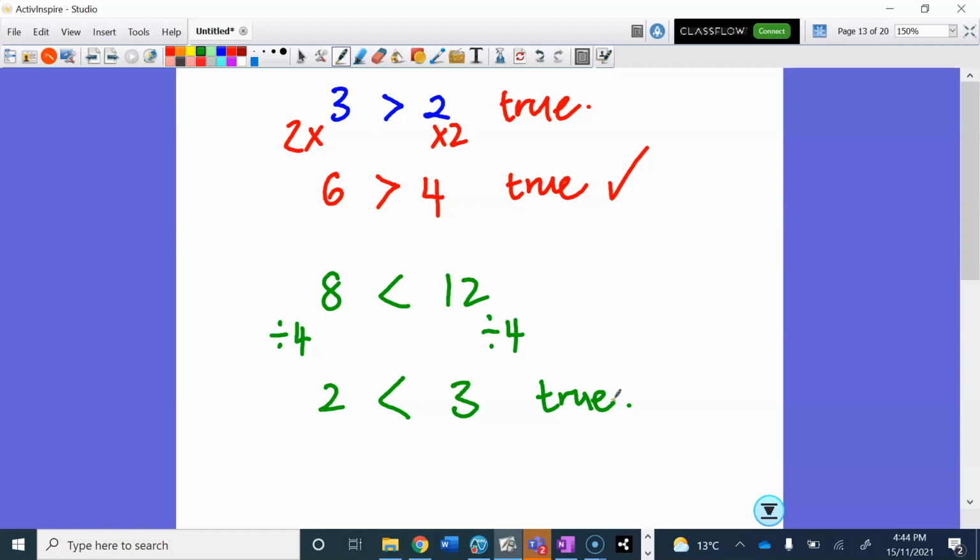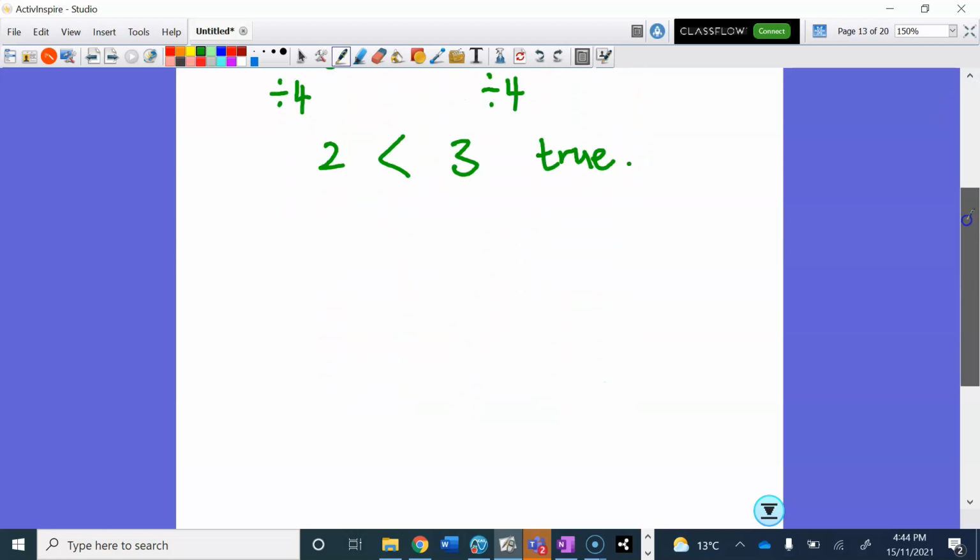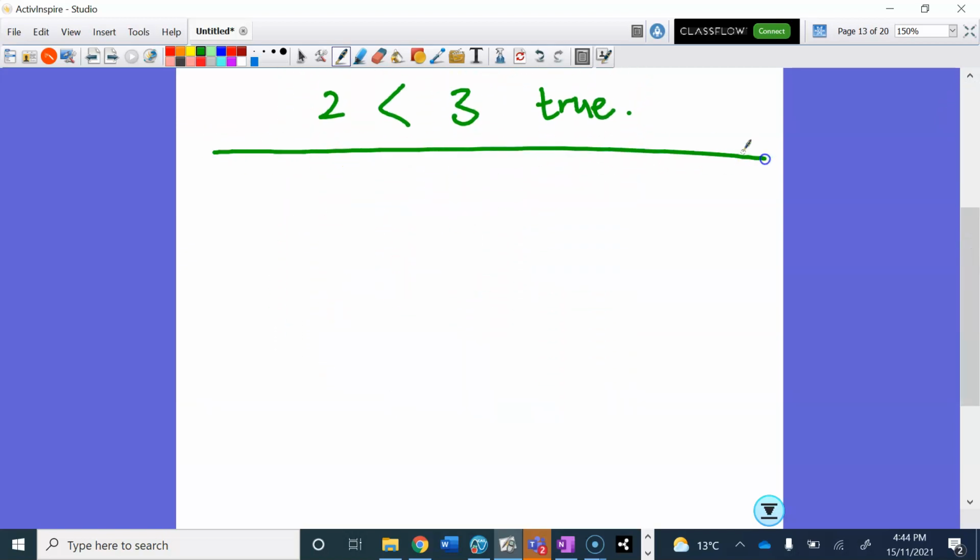So if I start with that same one, 3 is greater than 2 again, let's start here and go 3 is greater than 2. If I did something to both sides of this equation, and I might say let's times by negative 2 on both sides, because with an equation this would not be a problem. So if I times 3 by negative 2, I end up with negative 6, and I times 2 by negative 2, I end up with negative 4.